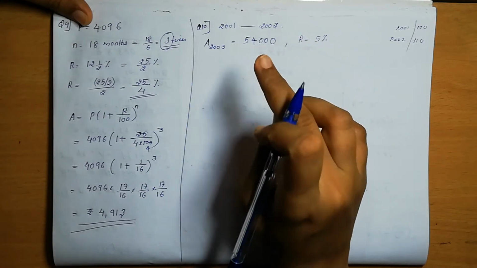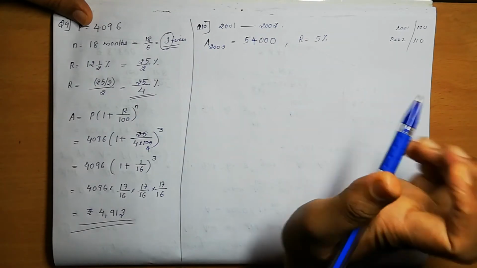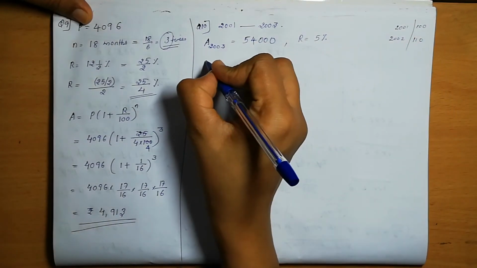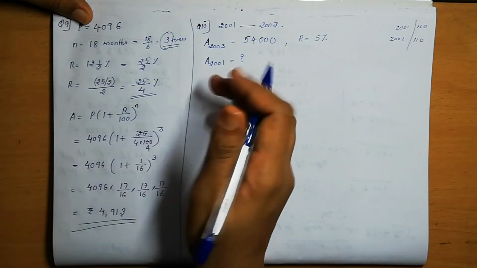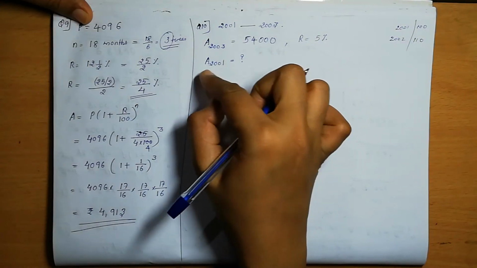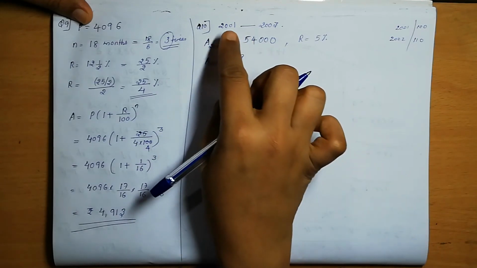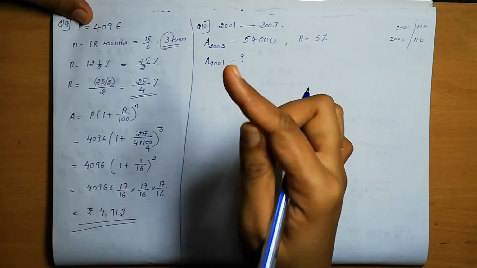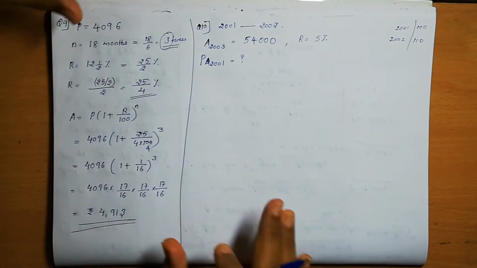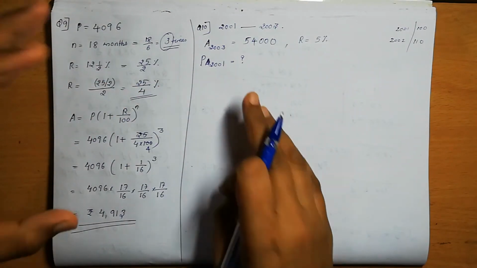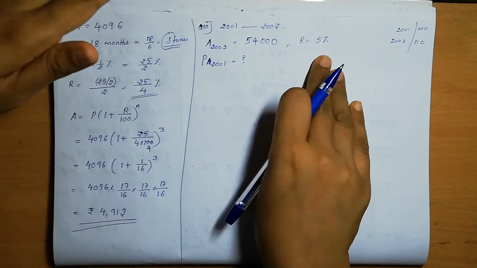We need to find the population in 2001. What do we need to find? The population in 2001. So 2001 we can take as A? Not A. The population in 2001 is not A. Why? Because it is the starting point, from 2001. That means there is no interest, correct? This is the actual value only. From 2001 onward the increment is happening. So this one we can take as P 2001, correct? It's clear, right? The population is increasing from 2001 to 2003, as given in the question. So every year the increment rate is 5%.